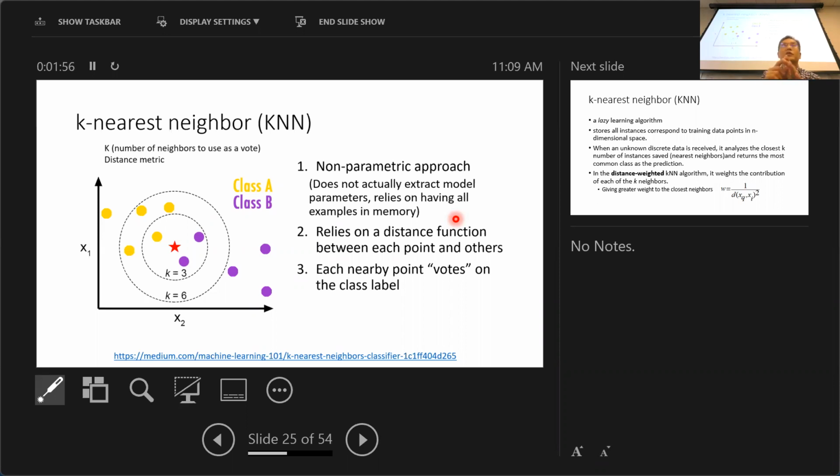So K means you define how many nearest neighbors you consider as your connected partners. For example, if you consider K as 3, then for this new data point, the red star, you have 3 neighbors to be considered, and 2 of them are purple. So by vote, this star should be purple class.